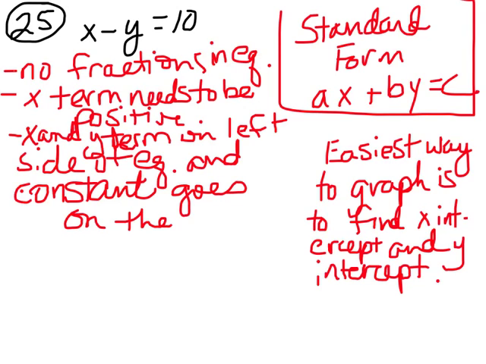This equation is in standard form. The x is positive, the x and y are on one side, the number's on the other side, there's no fractions in it, so this is standard form. Okay, and the easiest way to graph these is to find your x and y intercepts. Let's go talk about that for a minute.